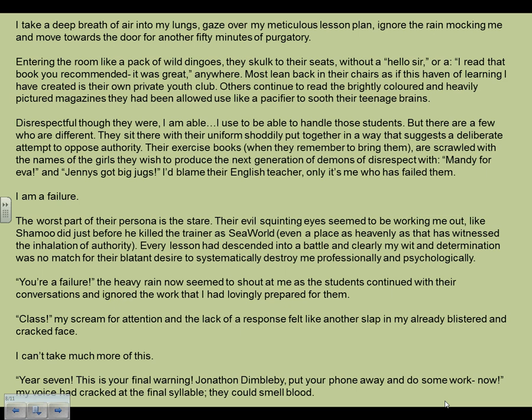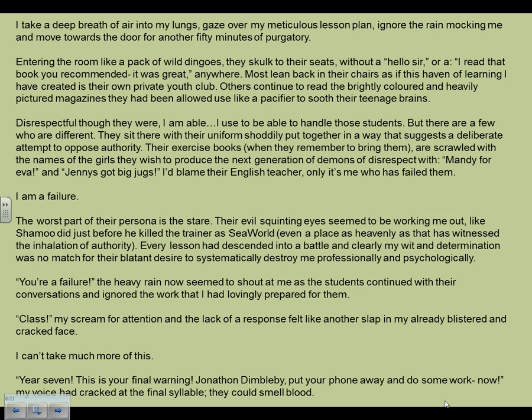Entering the room like a pack of wild dingoes, they skulk to their seats without a hello sir or a, I read that book you recommended, it was great anywhere. Most lean back in their chairs as if this haven of learning I have created is their own private youth club. Others continue to read the brightly coloured and heavily pictured magazines that they have been allowed to use like a pacifier to soothe their teenage brains.